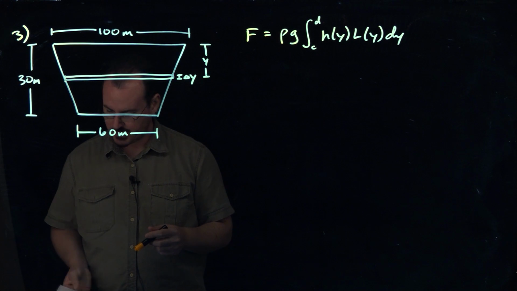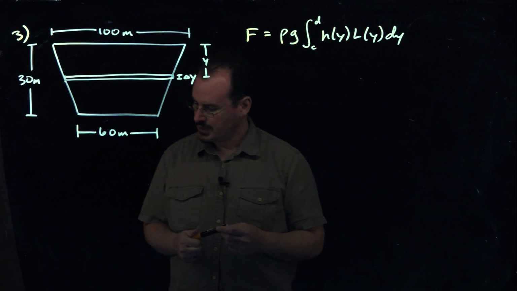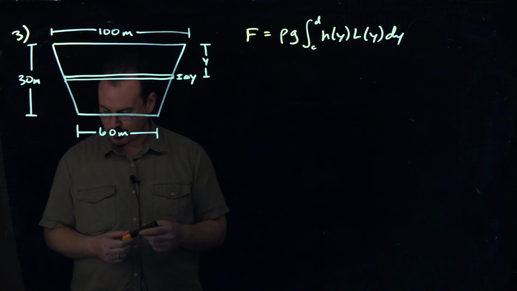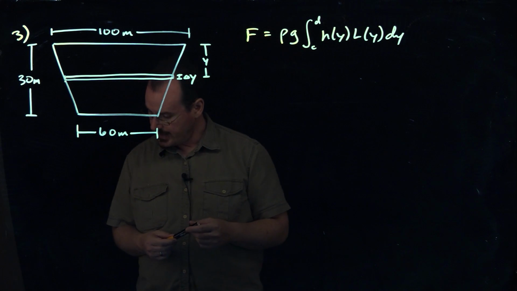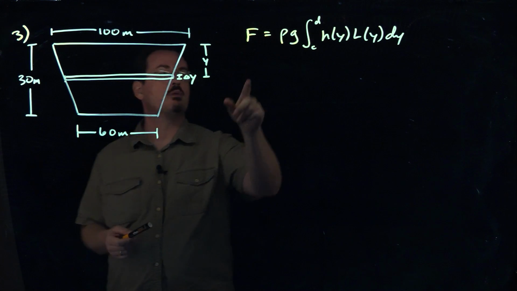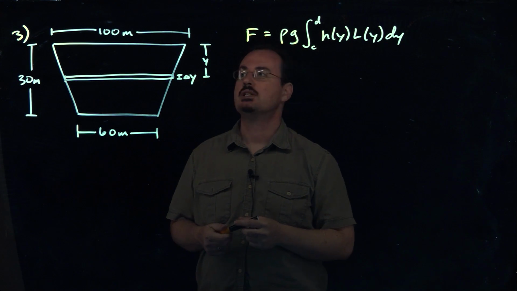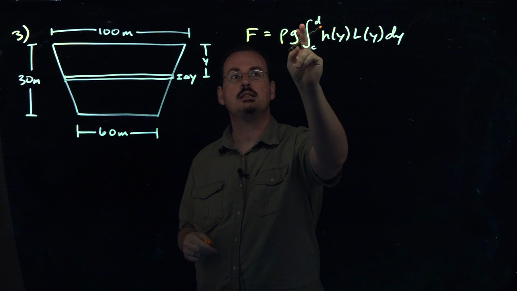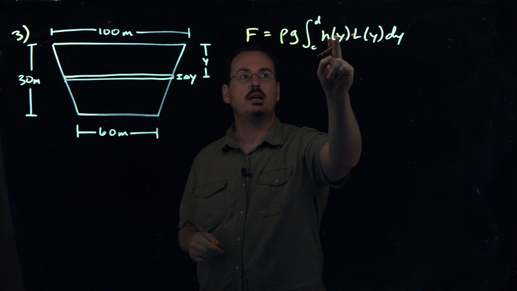Problem 3 from practice exam 2. This is asking us to find the total force exerted on this dam, given the dimensions. So we want to use this force equation for hydrostatic force. We have the density, gravity, h of y.